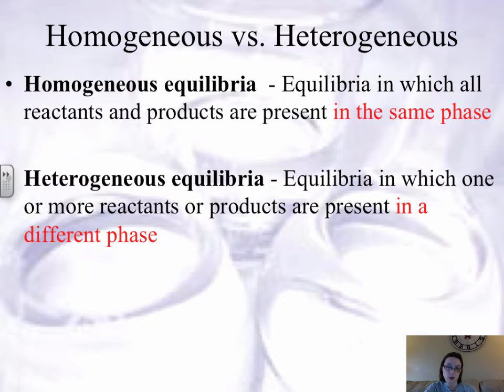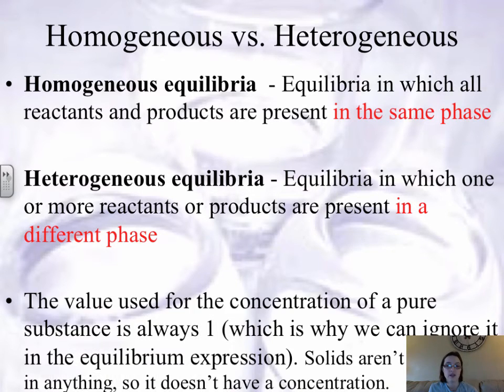Heterogeneous equilibria, which also happens quite often, is the equilibria in which one or more reactants or products are present in a different phase. So maybe we have a solid plus an aqueous solution yields a liquid plus an aqueous solution. That's a heterogeneous equilibria. Now, the value used for the concentration of a pure substance is always 1. So this is simply a reference concentration.